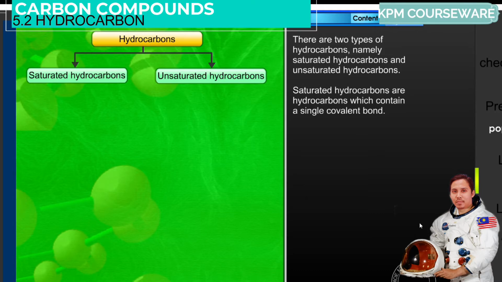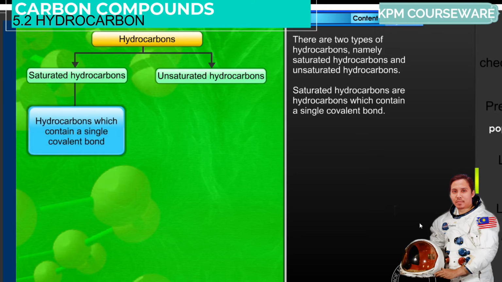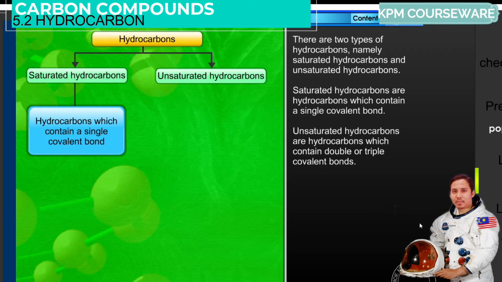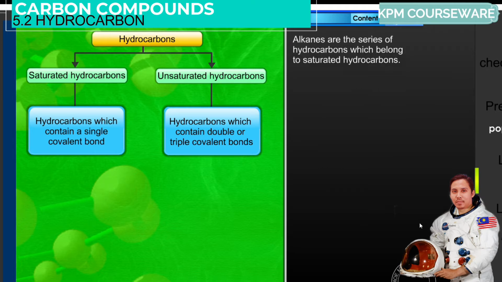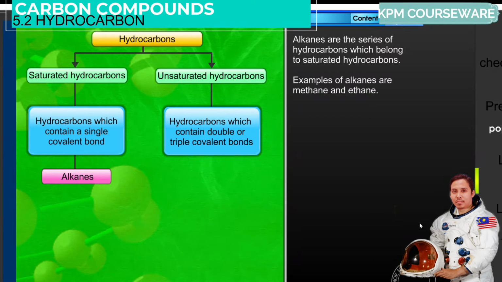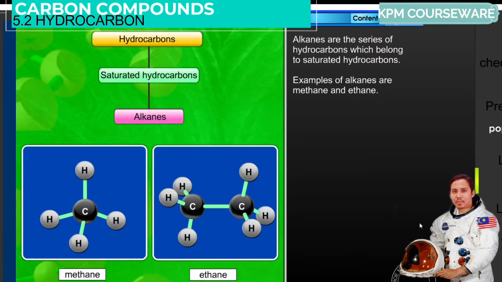Saturated hydrocarbons are hydrocarbons which contain a single covalent bond. Unsaturated hydrocarbons are hydrocarbons which contain double or triple covalent bonds. Alkanes are the series of hydrocarbons which belong to saturated hydrocarbons. Examples of alkanes are methane and ethane.